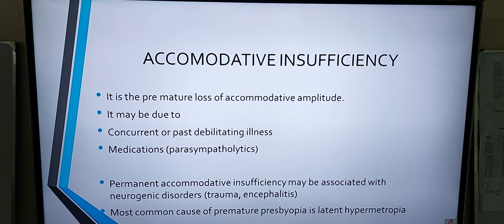So what is accommodative insufficiency? It is the premature loss of accommodative amplitude, and it may be due to a current or past debilitating illness or the use of medication such as parasympatholytics. Permanent accommodative insufficiency may be associated with neurogenic disorders. And the most common cause of premature presbyopia is latent hypermetropia, because the accommodative reserve would be used by the patient in order to correct the hypermetropia.